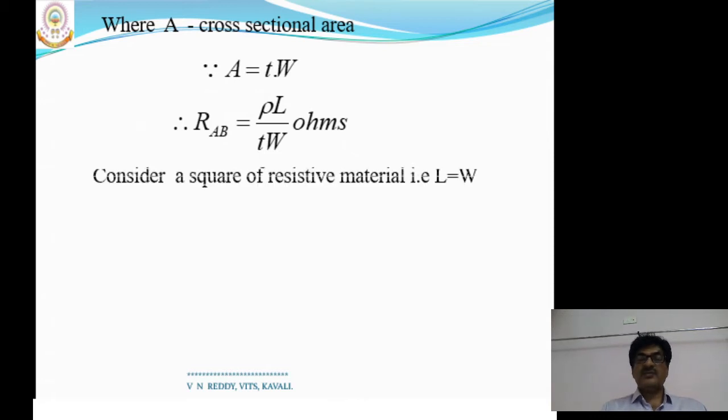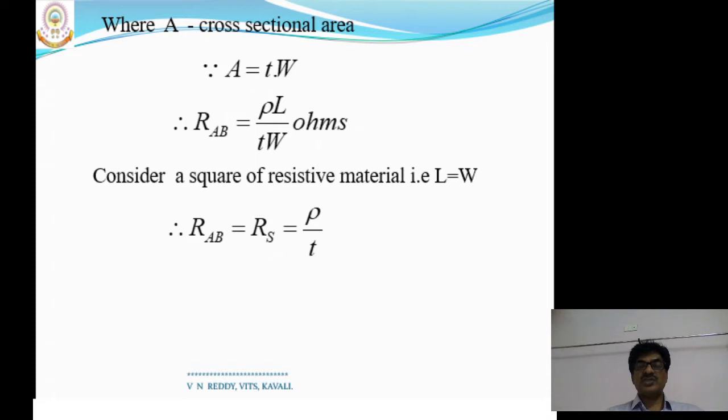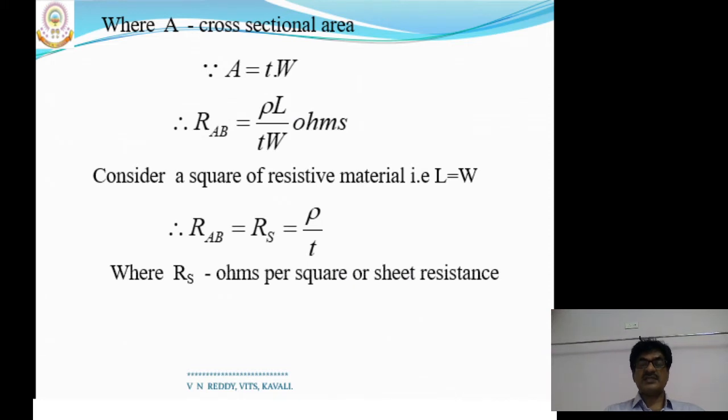Now, let us assume the considered slab is a square slab. A square slab means its length is equal to width. So what happens, the resistance RAB is considered for a square sheet. That is referred to as sheet resistance. The resistance for a square is referred to as a sheet resistance and the notation is RS. Since W equal to L, it is equal to rho by T. Therefore, the sheet resistance is expressed in the unit of ohms per square. Ohms per square, or sheet resistance.